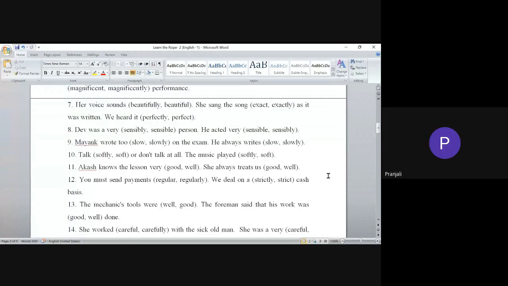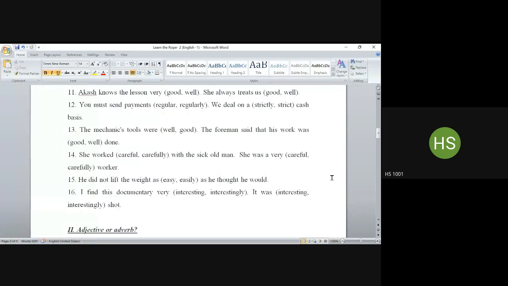Ma'am, we can also use well here. The mechanic's tools were well. I am not sure about the acceptability of that usage. Why do you think it can be used? Have you found a construction of that type anywhere?